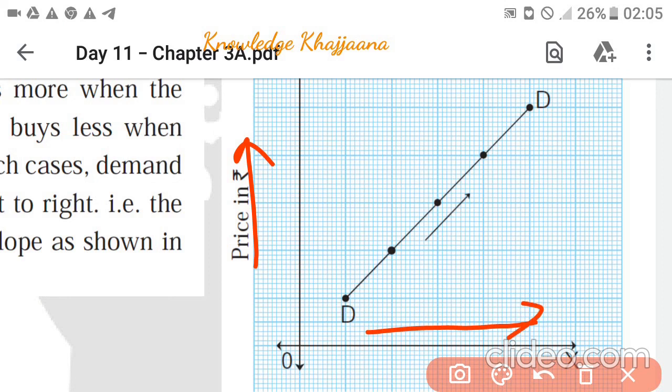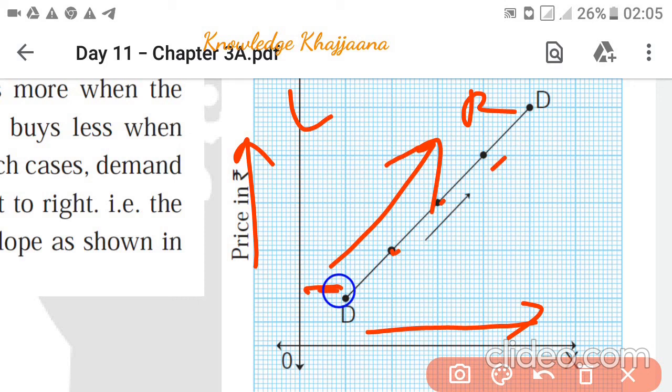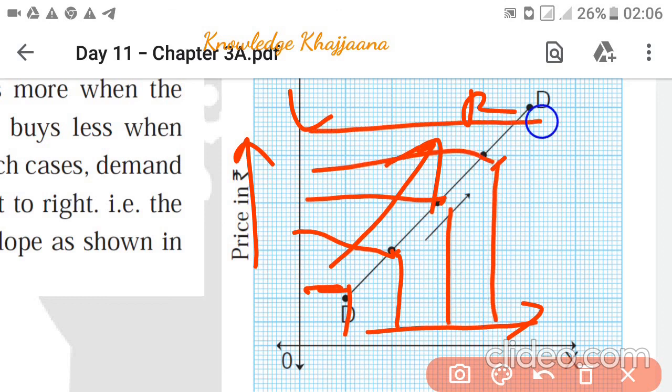So what is the tendency of the slope? The slope is moving from left to right in the upward direction. When we plot the points and join them, we get a curve. What is the tendency of the curve? It is sloping from left to right in the upward direction, if we join these points, which are the intersections of the price and quantity demanded. With the increase in the price, quantity demanded is increasing, right? So this is in the upward direction.